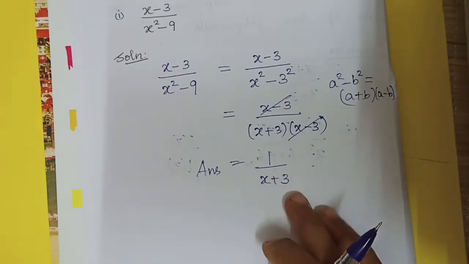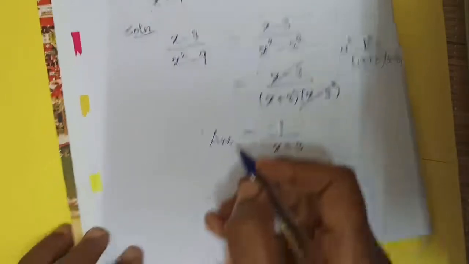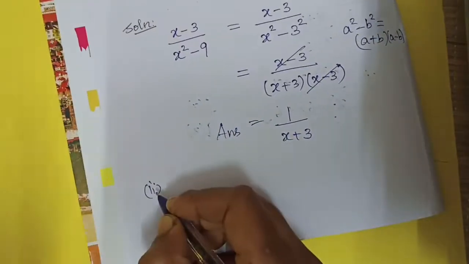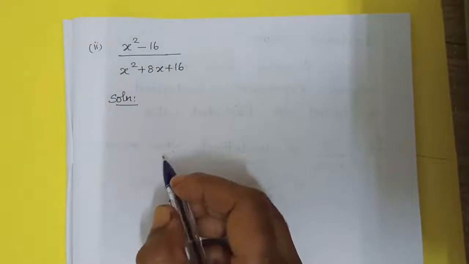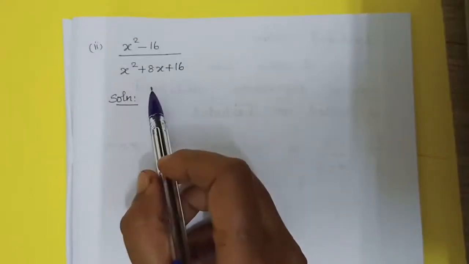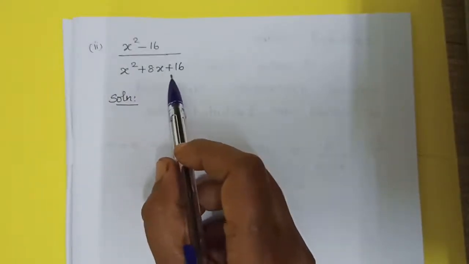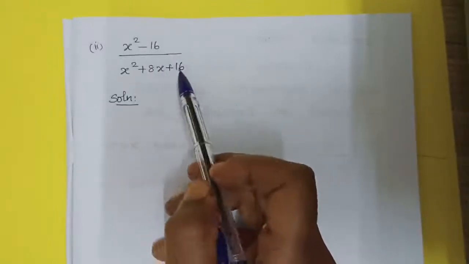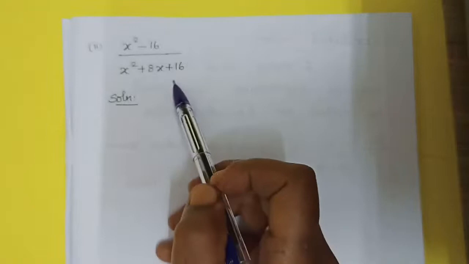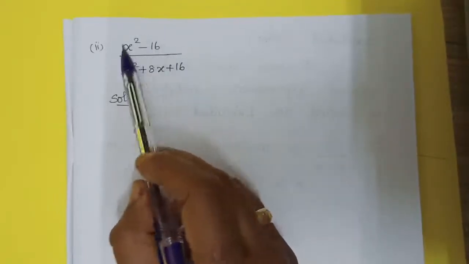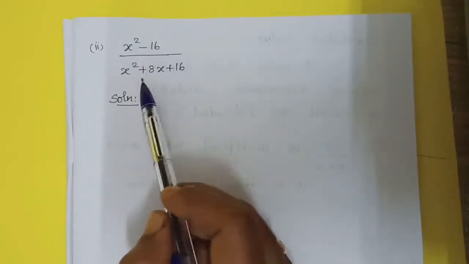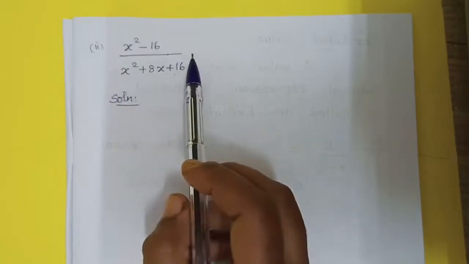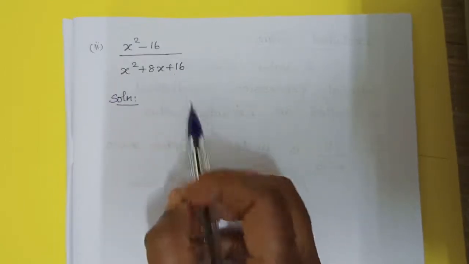Shall we solve the second problem now? Second problem: x square minus 16 divided by x square plus 8x plus 16. Some students may cancel this also, 16 and 16. Don't do this. It is connected with subtraction here, and addition there. We cannot cancel that. We need to apply the formula here.